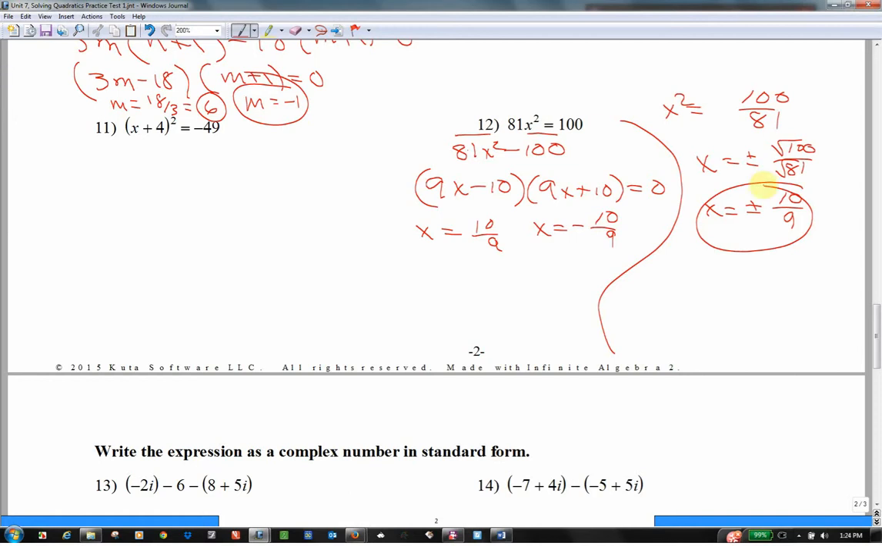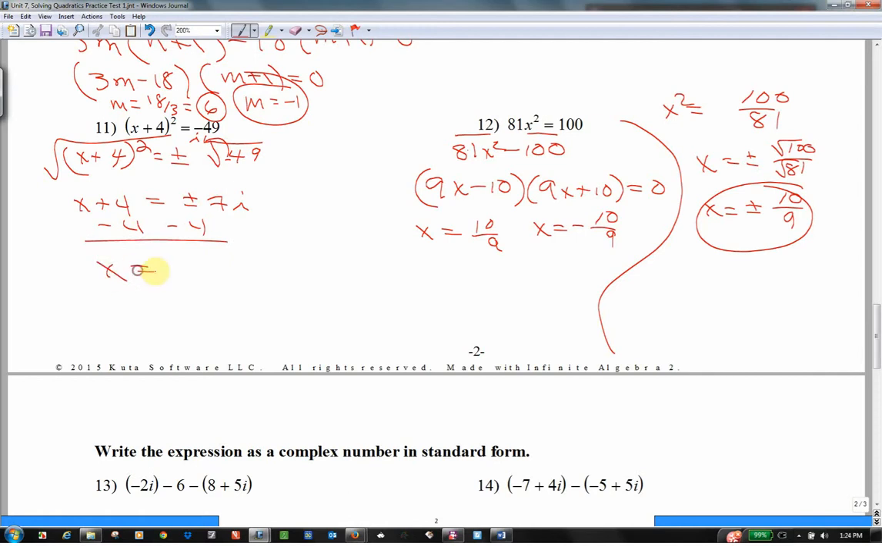This one would be the square root of both sides. So I'm going to say, okay, x plus 4, take the square root of x plus 4 squared. Then on the other side, take the square root of negative 49. The square root of x plus 4 squared is x plus 4. The square root of negative 49 comes out as an i, equal to plus or minus 7i. Now I'm going to subtract 4 from both sides. So I get x is equal to negative 4 plus or minus 7i.